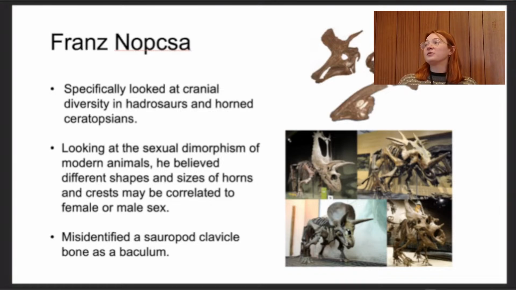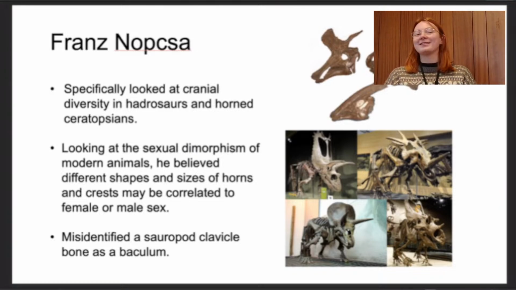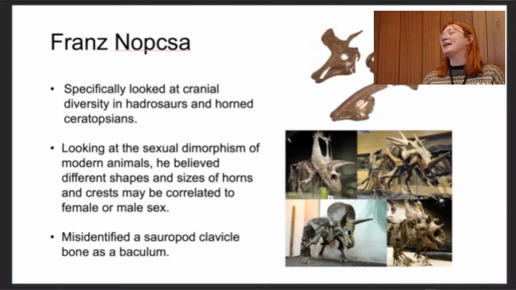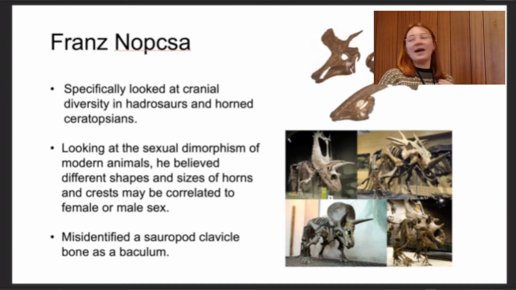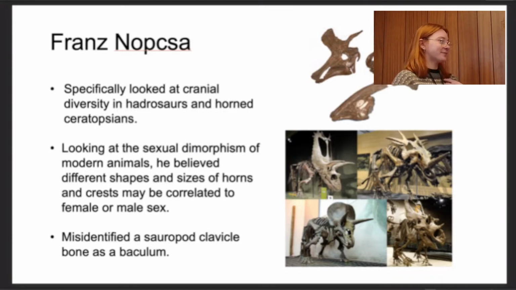He looked at the sexual dimorphisms of modern animals as he believed that different shapes could indicate male or female. However, this has been disputed, and again, it just isn't particularly logical. We've got some really beautiful ornamented animals here today that are just a bit more snazzy if they're males, but there's still that specific trait in morphology in females as well. He also, I didn't put a photo on it because I didn't know if I was allowed, misidentified a sauropod clavicle bone as a baculum, which is a penis bone.